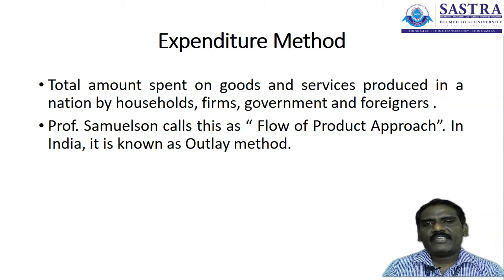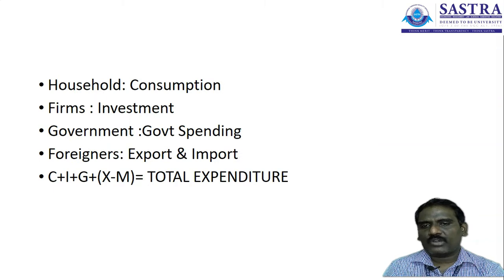And the expenditure method is the total amount spent on the goods and services produced in a nation by households, firms, government and the foreigners. So it is calculated based on the expenditure method, and Professor Samuelson calls this the flow of product approach. In India it is known as the outlay method. We call it the outlay method.